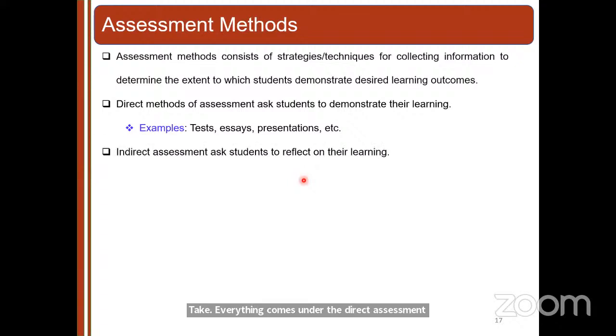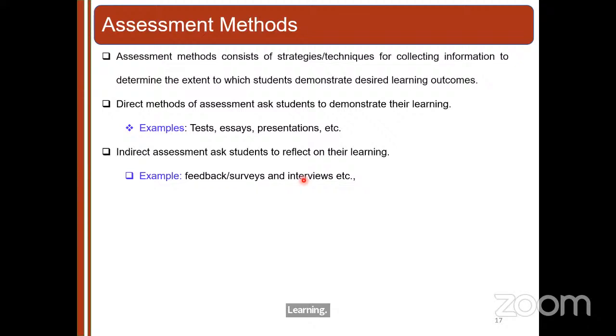Whereas the indirect method talks about the students' retrospection on their learning, how the student will reflect on their learning. This will come from feedback, surveys, exit interviews, etc.